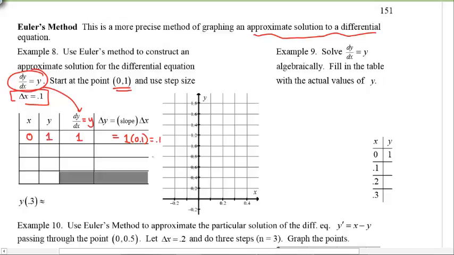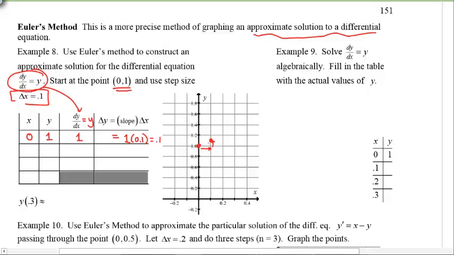So what I'm saying here is this. You started with the point (0, 1). That's right here. When I move a step size of 0.1, so when I move 0.1 to the right, the y value has also changed by 0.1, so 0.1. So here's my new point.